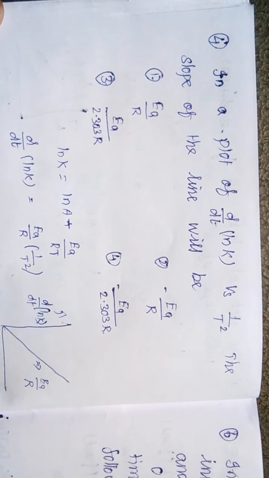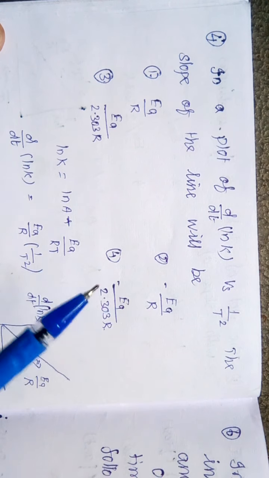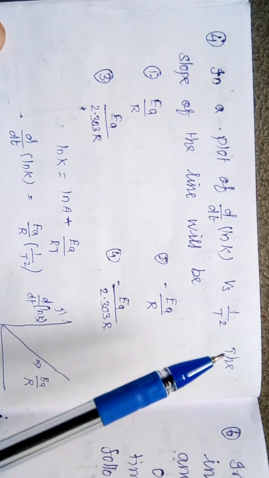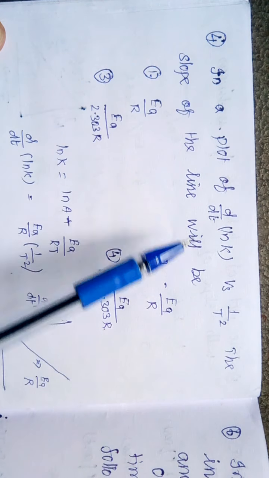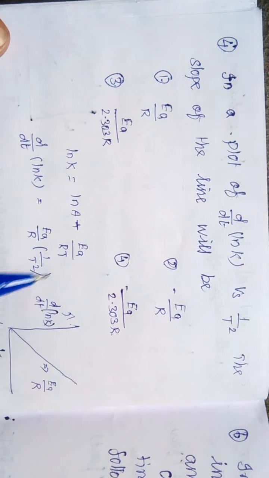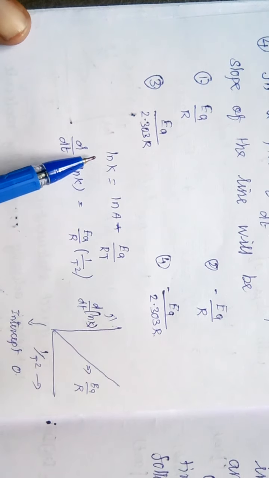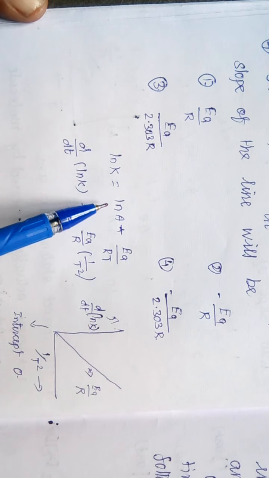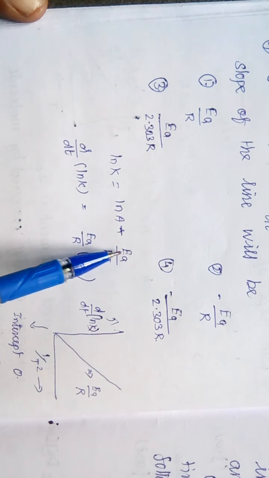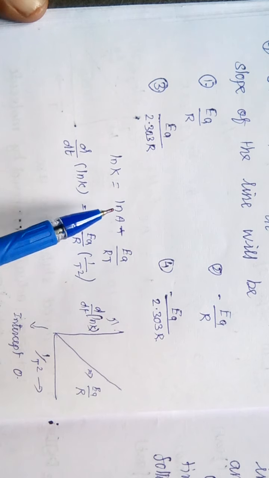In a plot of d by dt of ln k versus 1 by t square, the slope of the line will be. The options are given here as in the earlier. So this is the equation: ln k is equal to ln A minus Ea by RT.